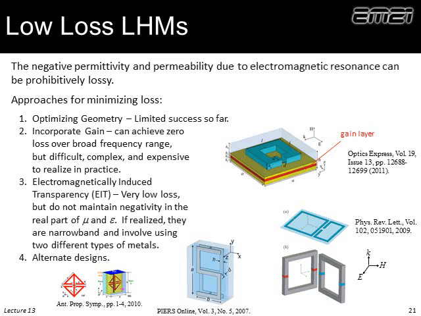There's also an effect called electromagnetically induced transparency. Not a whole lot of folks are working on that, more on incorporating gain. However, there are also alternate designs. We don't have to have split ring resonators. There are other types of structures that can give us left-handedness without the loss. So one I'll point out is these S-shaped resonators. We can get a negative refractive index, or be left-handed, with relatively low loss. I'd certainly invite you to follow up on some of these papers to read about this.